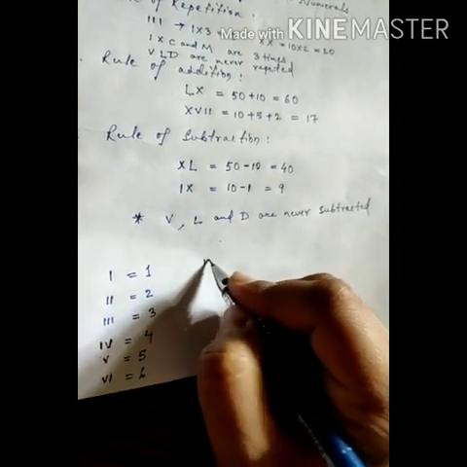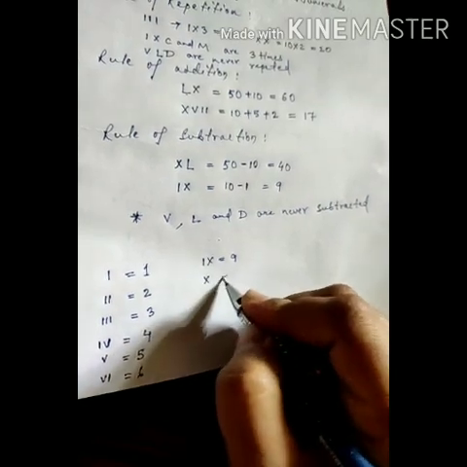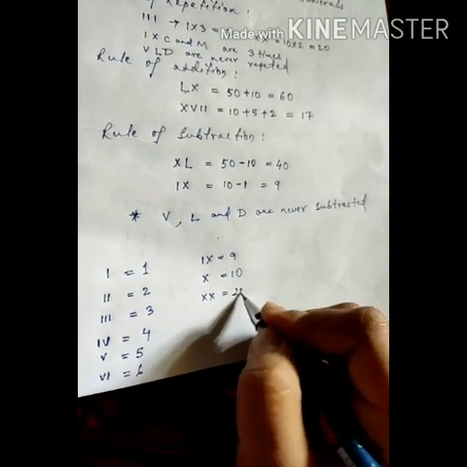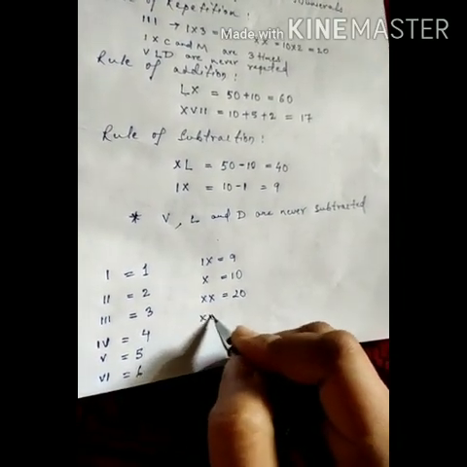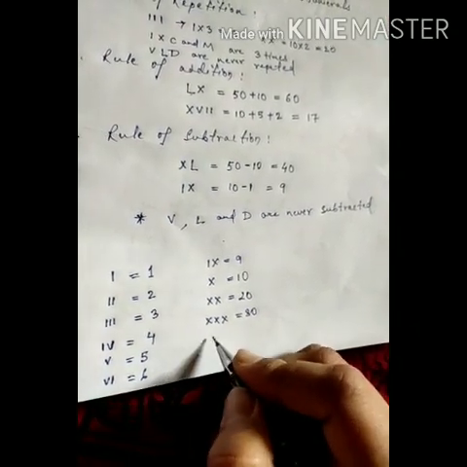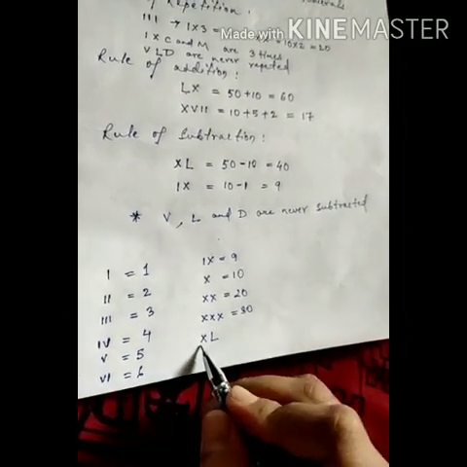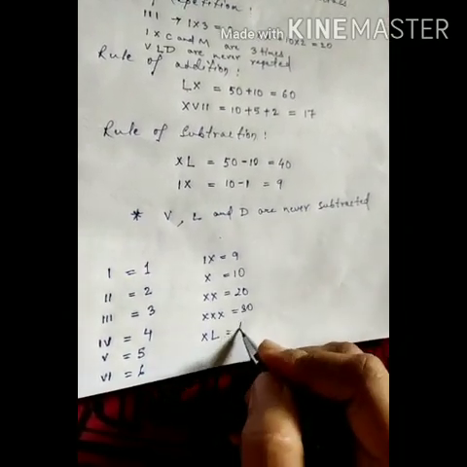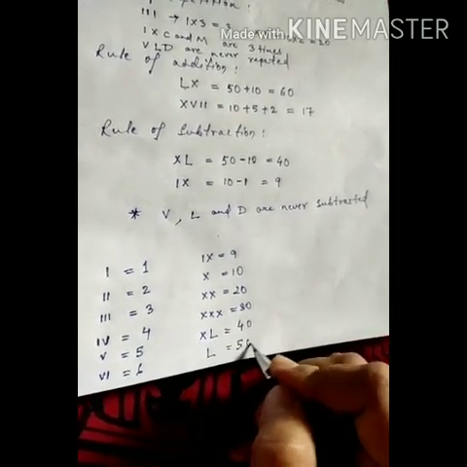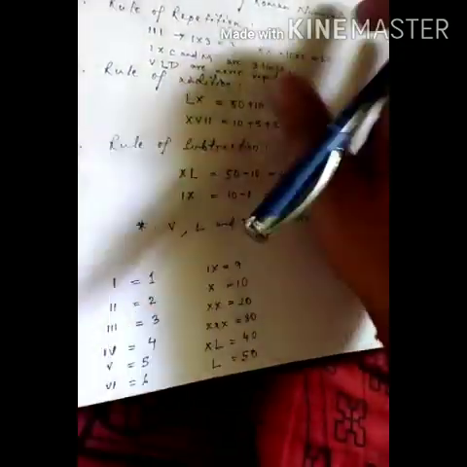For 9, IX. For 10, X. 20 is XX. For 30, XXX. For 40 I cannot write X 4 times, so I have to subtract 10 from 50. 10 subtracted from 50 is 40. Then L gives you 50, and so on. You can complete all the Roman numerals till 1000.